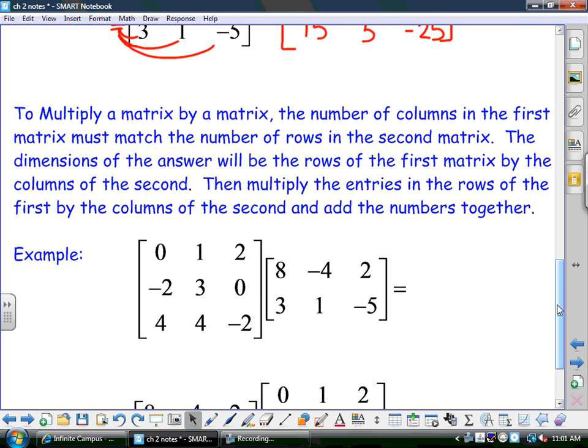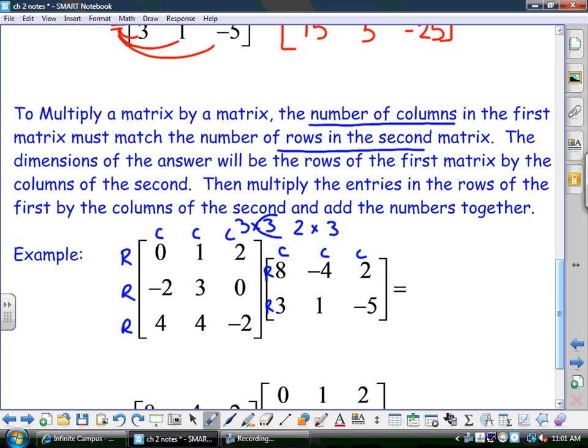So in this example, the first matrix has 3 rows and 3 columns. So it's a 3 by 3 matrix. This second one has 2 rows and 3 columns, so it's a 2 by 3 matrix. And this says the number of columns in the first has to match the number of rows in the second. And in this case, it doesn't. So we can't multiply these matrices together. This would be impossible.